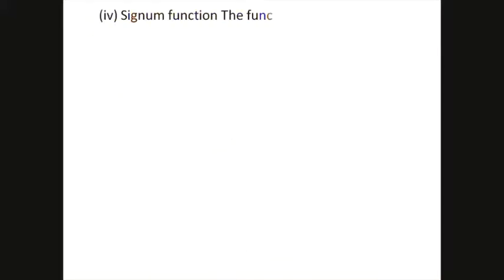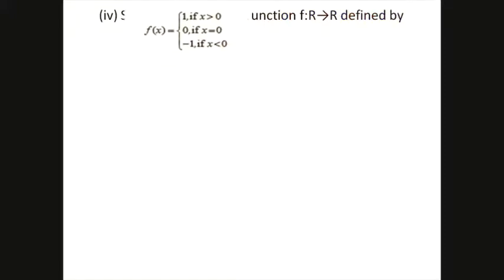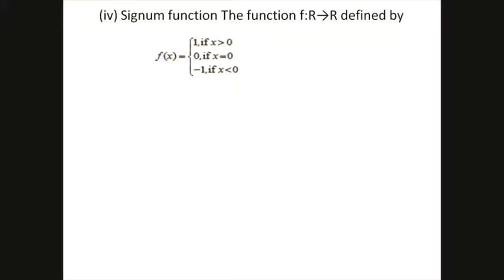Now next is the signum function. The function f from R to R is defined by f(x) = 1 when x > 0, 0 when x = 0, and -1 when x < 0. You can write the signum function as f(x) = |x|/x, like that.